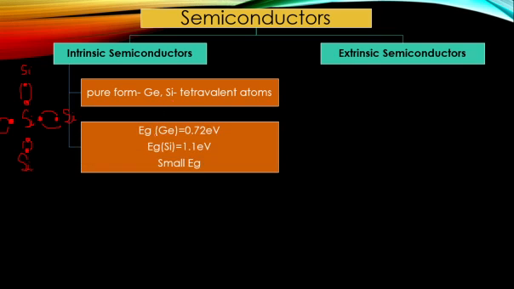And the energy gap in the case of germanium is only 0.72 electron volt, while in the case of silicon it is 1 electron volt.